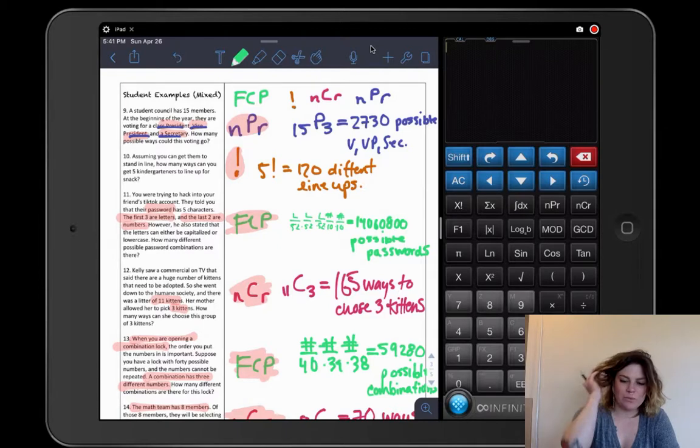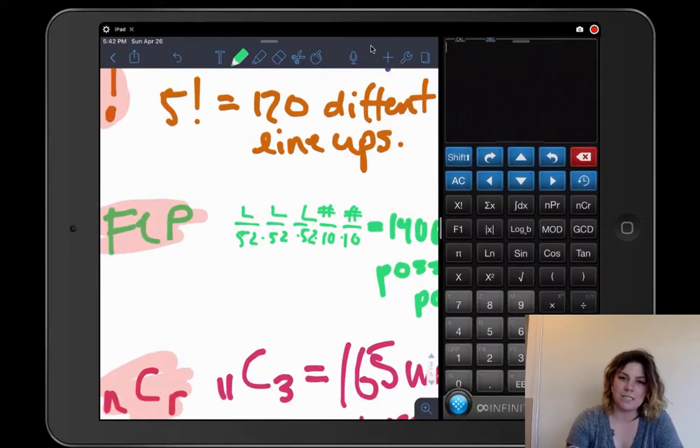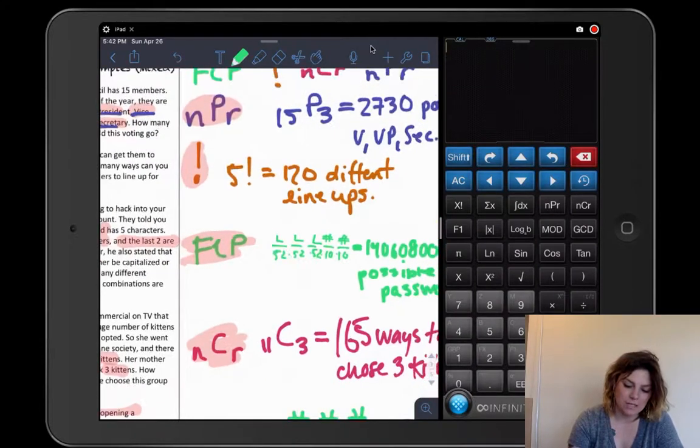The first one, 15 choose 3. Make sure you set that up correctly. I feel like number 10 was pretty straightforward. Number 11, maybe not quite as straightforward. Remember, if you have capital or lowercase, then it's 52. But if it's just lowercase or just capital, then it's 26. And then there are 10 digits. So I just multiplied all those together.